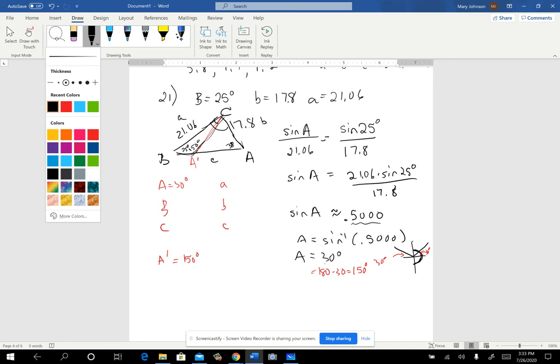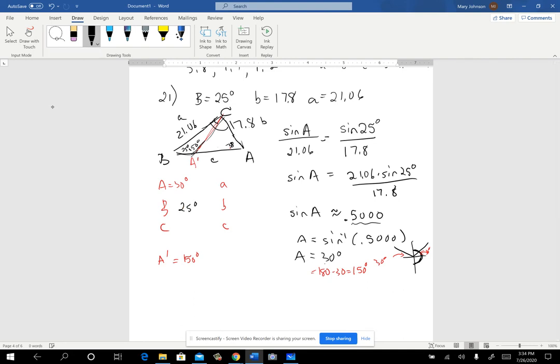Okay, so we knew B was 25 degrees on both of these. There's no change there, but then C and A could be something else we noticed. So if I know two angles of the triangle, I can find the third one. So C prime is going to be 5. C, if you have 30 and 25, that's 55, so you can take that from 180 and get 125. So you have all of the angles now.